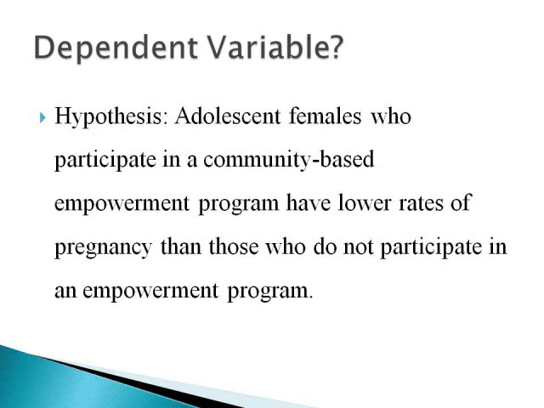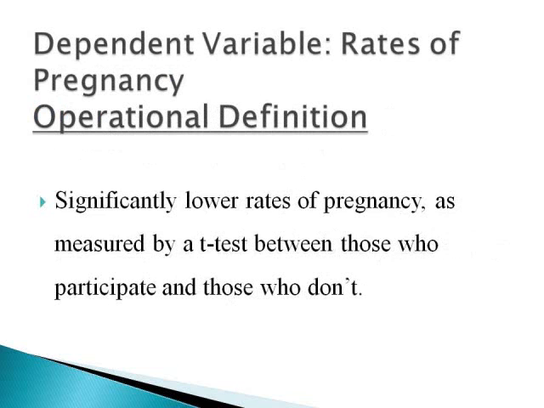What is the dependent variable? It is rates of pregnancy. Note, it is rates of pregnancy, not lower rates of pregnancy. The lower indicates the direction of the hypothesis. It is not part of the variable. Now we have to operationalize this one. And we're going to say it significantly lowers the rates of pregnancy as measured by a t-test between those who participate and those who don't.